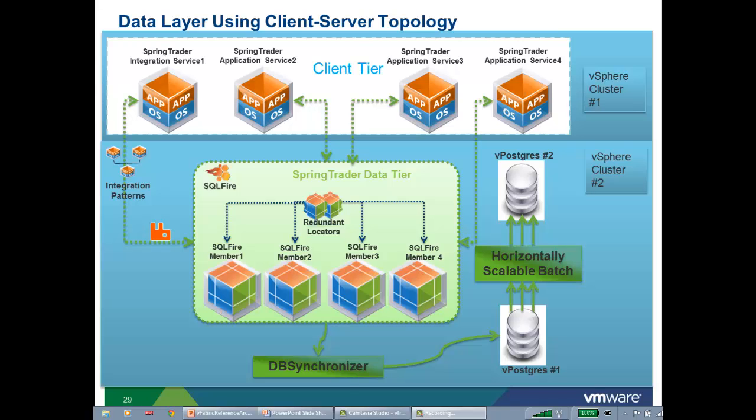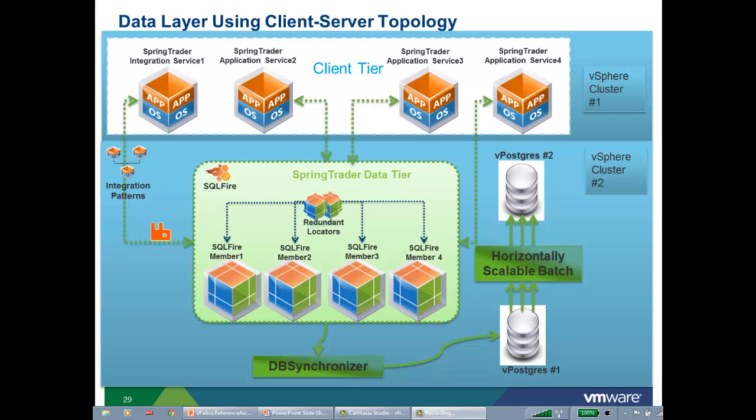The client tier communicates back to the vFabric SQLFire data fabric. The data fabric in turn, in this case, has 4 SQLFire data members, shown as SQLFire members 1, 2, 3, and 4. The SpringTrader data is partitioned across these 4 SQLFire members, which are essentially JVM processes. This helps you build a horizontally scalable data fabric, where if more data is required to be managed in the future, then you simply add additional SQLFire data members.